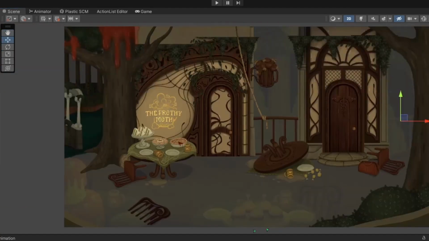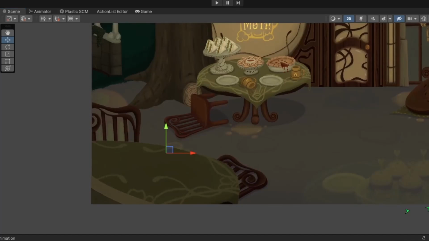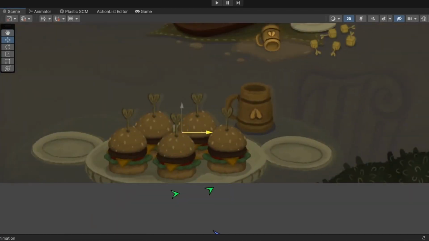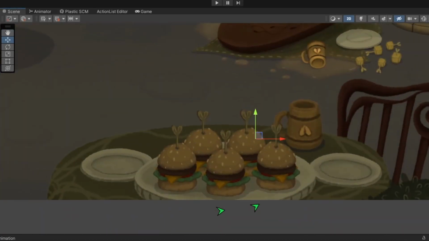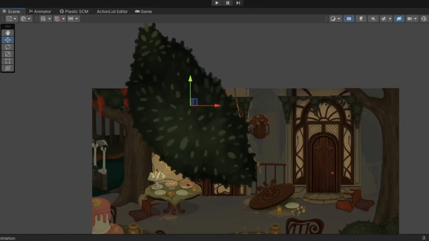What else? I had to learn how to animate better as well. This is an area that I'm still trying to improve on because my animations are not quite where I'd like them to be, but I'll get there.